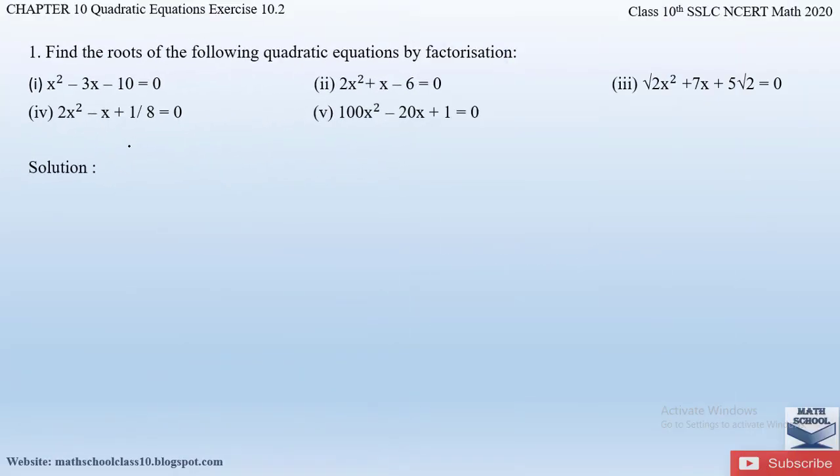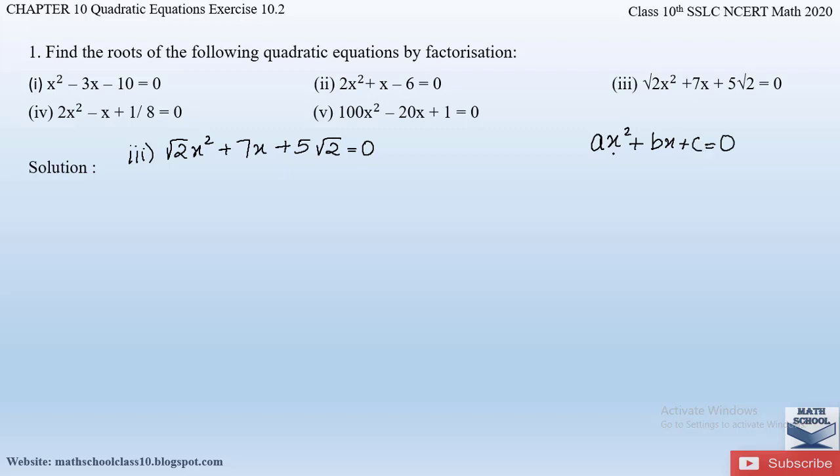Now let us solve the third part of the question number 1, which says root 2 x square plus 7x plus 5 root 2 is equal to 0. So here root terms are there in the question. So let us see how to solve this quadratic equation. Now let us first of all write the standard form of the quadratic equation, which is given by ax square plus bx plus c is equal to 0.